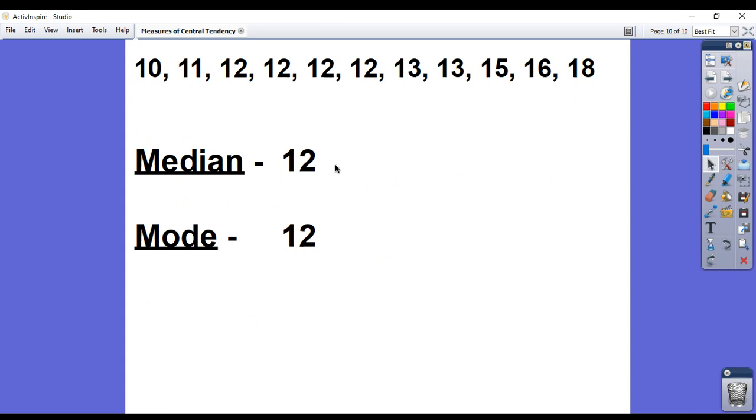The median and mode both require you to put those numbers in order. So the mode, I'll do the mode first. I can see that there are 1, 2, 3, 4 12s, which occurs more than any other number. So therefore the mode is 12.